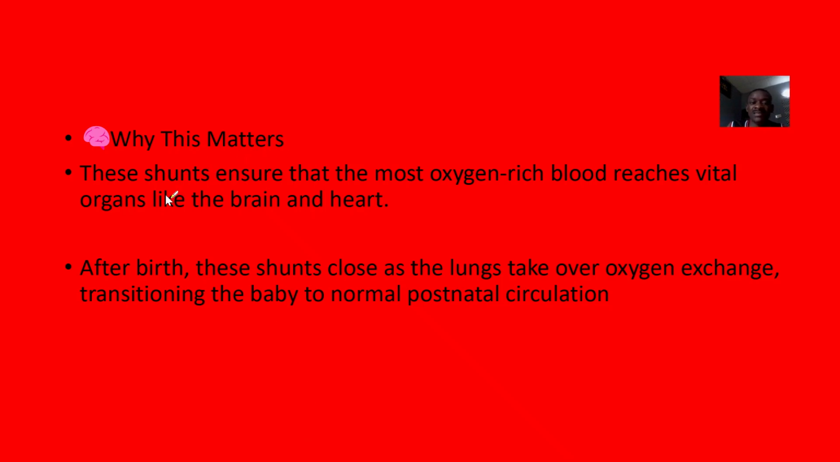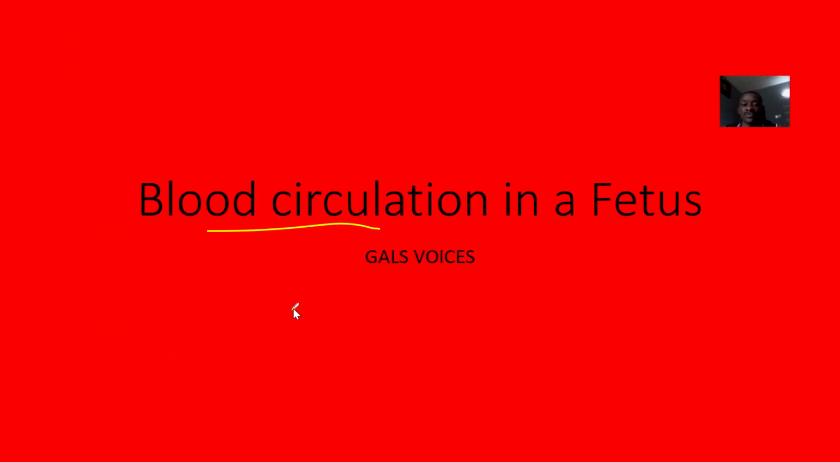So why this matters is that these shunts ensure that most oxygen-rich blood reaches vital organs like the brain and heart. And because your lungs are not yet functioning, you don't really need your lungs for anything. You understand? So after birth, these shunts close as the lungs take over oxygenation. This will now transition the baby to the normal postnatal circulation. Okay, so that's a summary of the blood circulation in a fetus.